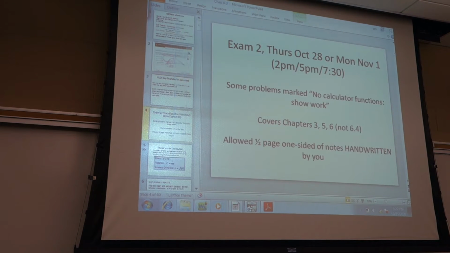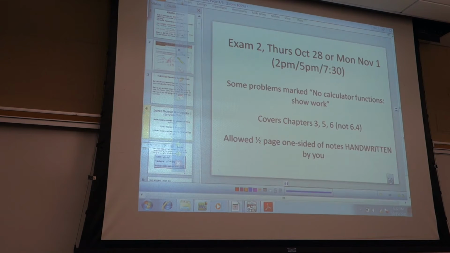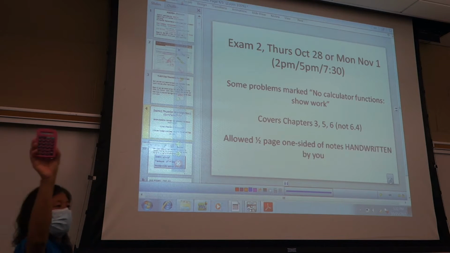Okay, good. So again, the exam, you can take it either Thursday or on Monday, at 2 o'clock, 5 o'clock, or 7:30. There will be 2 parts. The first part of the exam will be just using a basic calculator, like this. It just has addition, subtraction, multiplication, division, some very basic square roots, some super basic stuff.